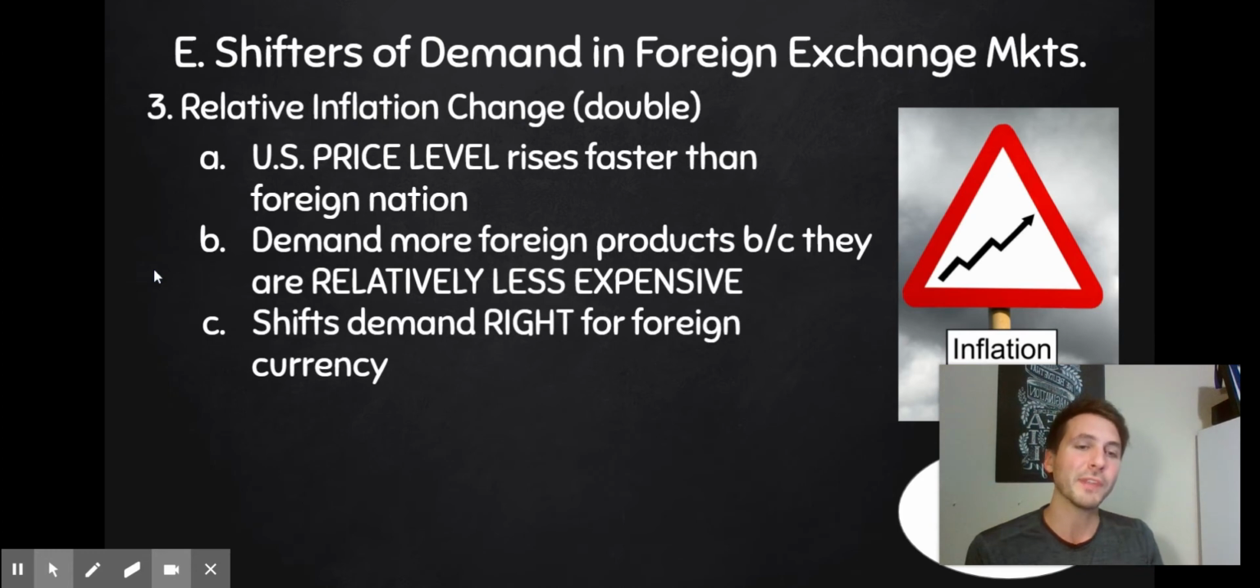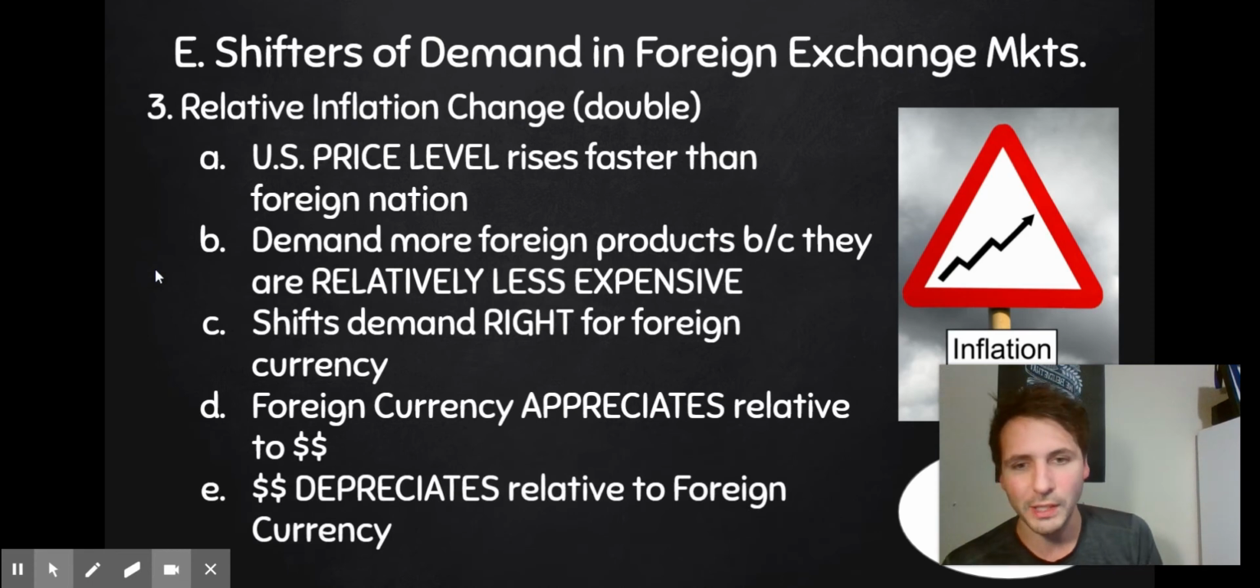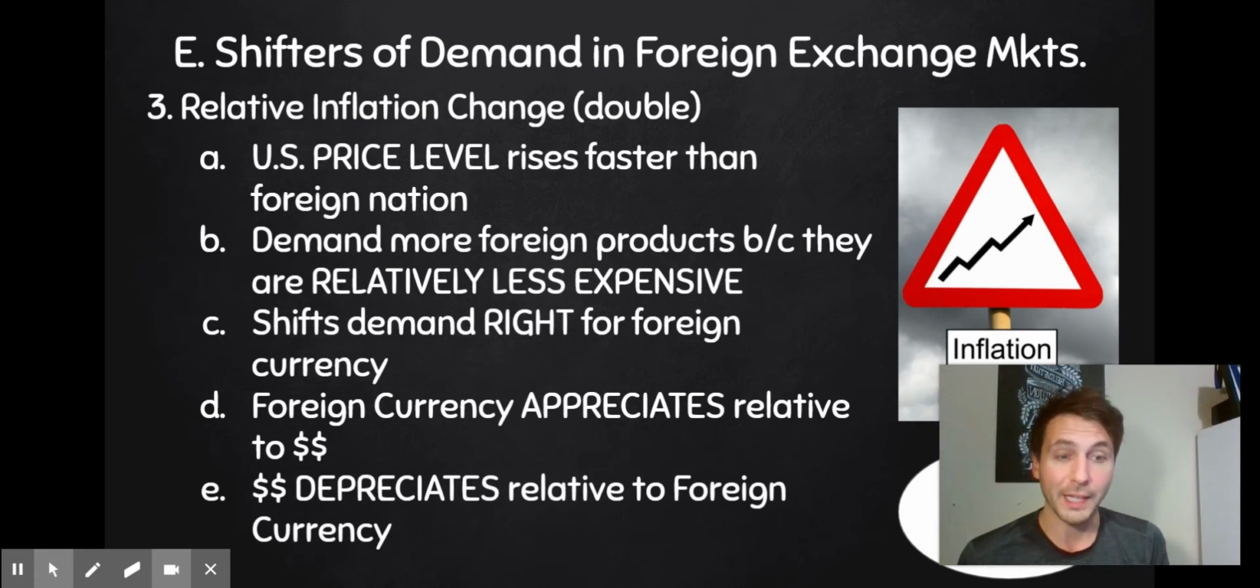When demand goes up for that foreign product, the demand for the foreign currency goes up. When demand for the foreign currency goes up, their currency appreciates relative to the dollar, and the dollar depreciates relative to the foreign currency. Again, keep in mind, inflation is all about price level and how expensive our exports look. If we're inflating at a higher rate, then our exports look more expensive and their imports look cheaper. If our inflation is increasing at a lower rate than a foreign nation, then our exports look cheaper and their imports look more expensive. Okay?